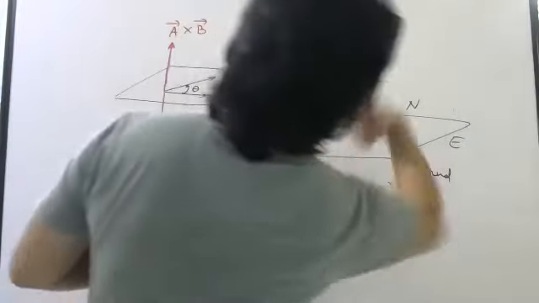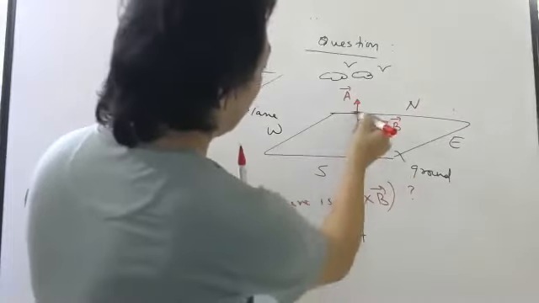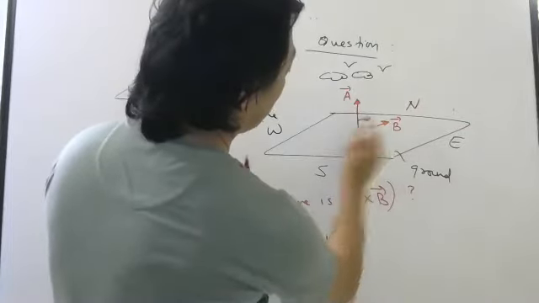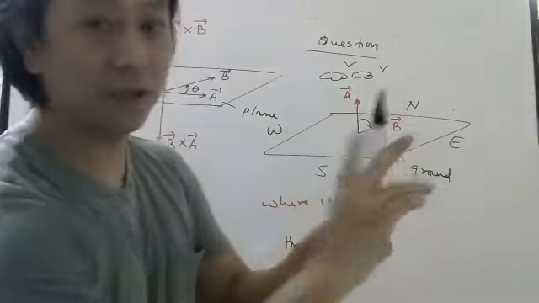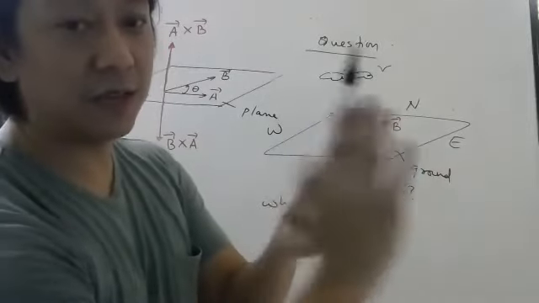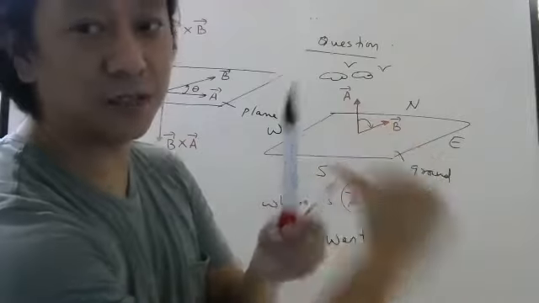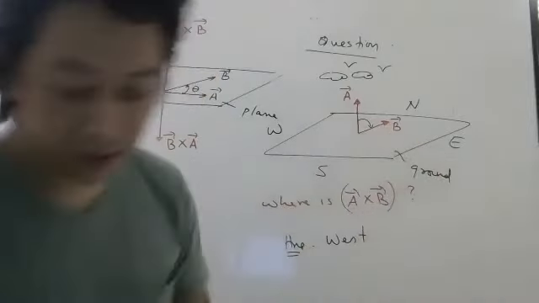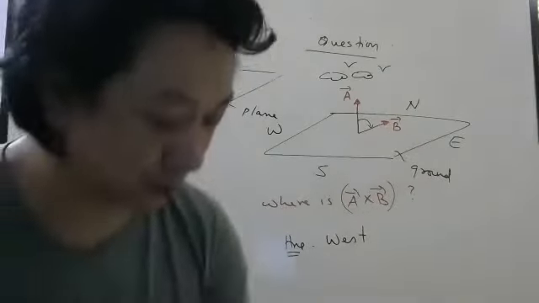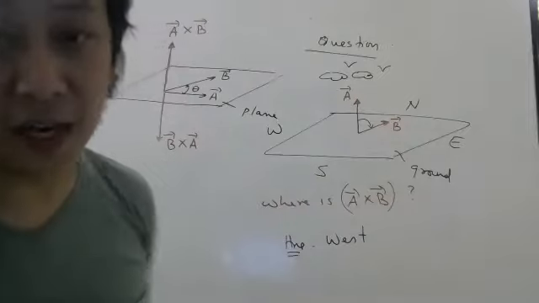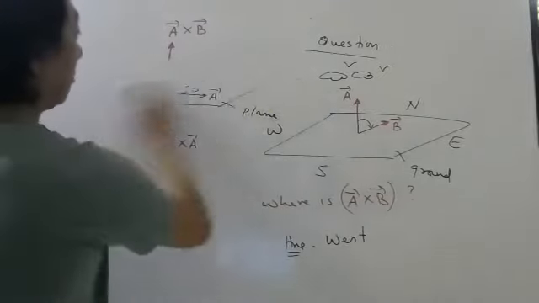Those who told east, I don't know how you have done it. Maybe like this you did. You should not come this way. You should come this way, the smaller angle. So this is A, this is B, A cross B here. So it will be towards west. Try one more, since most of you were not able to give the right answer.